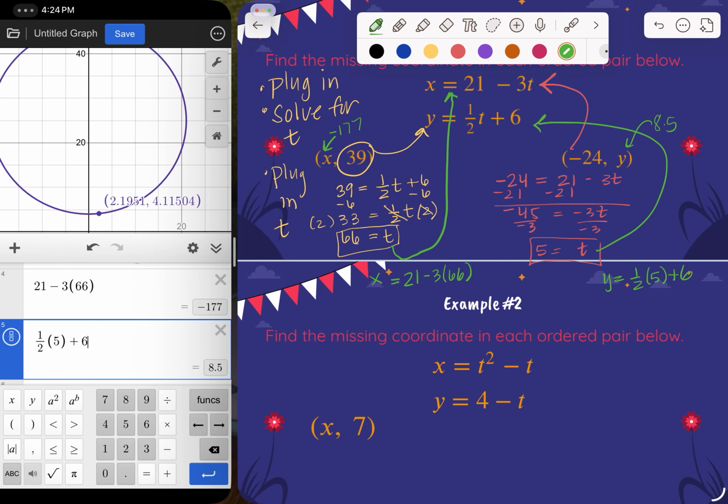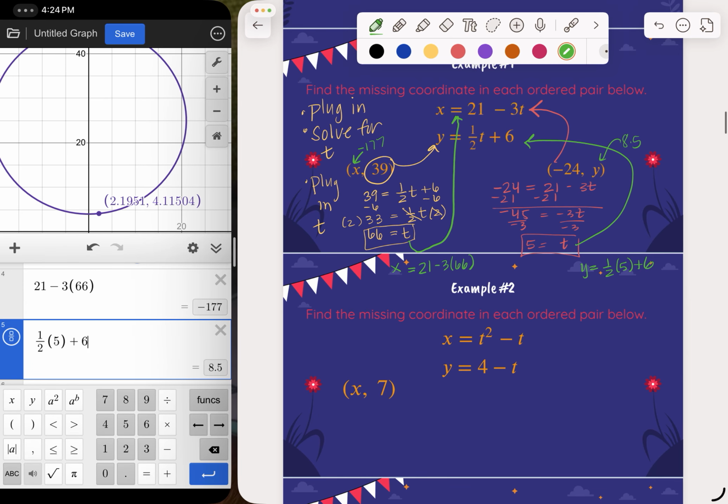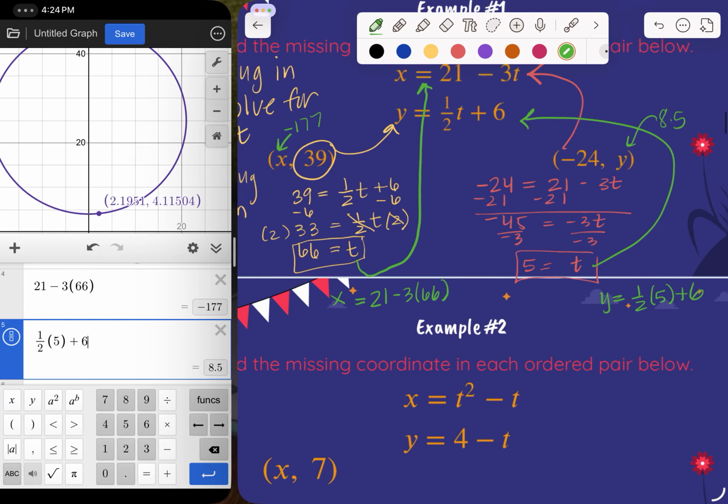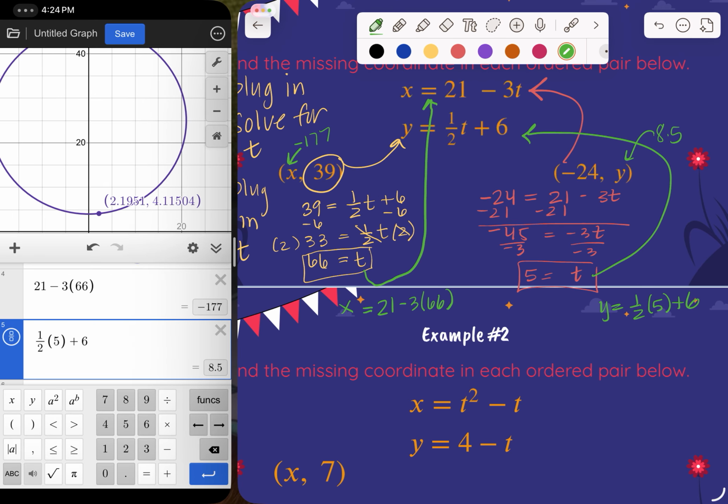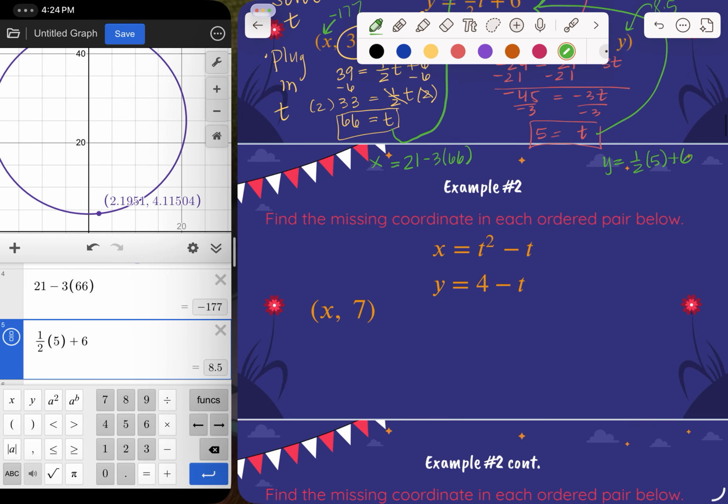So again, do as I say, not as I do. Solve for t, plug t back in. Pause if you need to keep writing. I'm going to try to keep the video short.